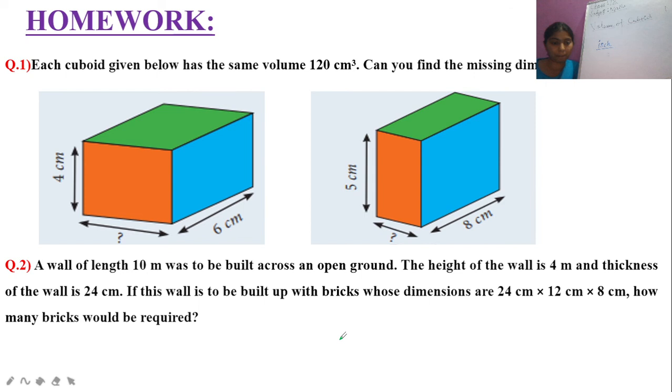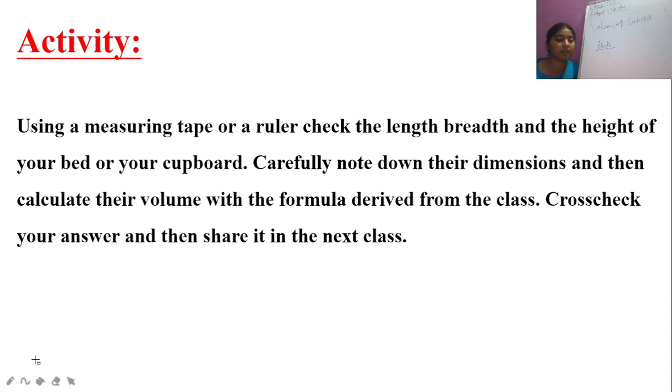You have to read the statements carefully, then you have to solve it. Firstly, you have to find out the missing dimensions in both the cuboids, and secondly, you have to find out where the wall is given, whose length is given to you, and the dimensions of the bricks. So you have to find the number of bricks needed to make that wall. Okay, and lastly we have an activity.